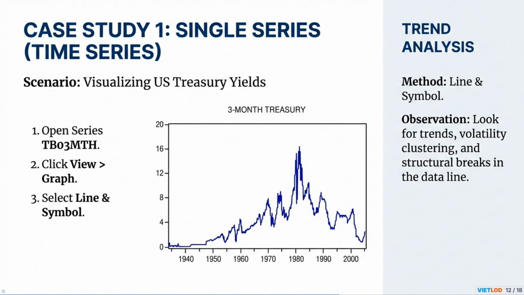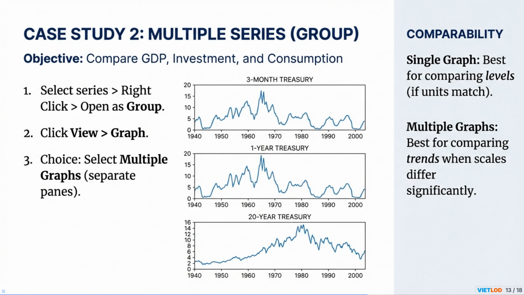Our first case study involves visualizing a single time series, U.S. Treasury yields. The goal is to analyze its trend over time. The method is straightforward. Open the series TB03MTH, click View, Graph, and select the line and symbol type. When observing the resulting graph, we look for key features, long-term trends, periods of high or low volatility, known as volatility clustering, and any sharp changes that might indicate structural breaks in the data line.